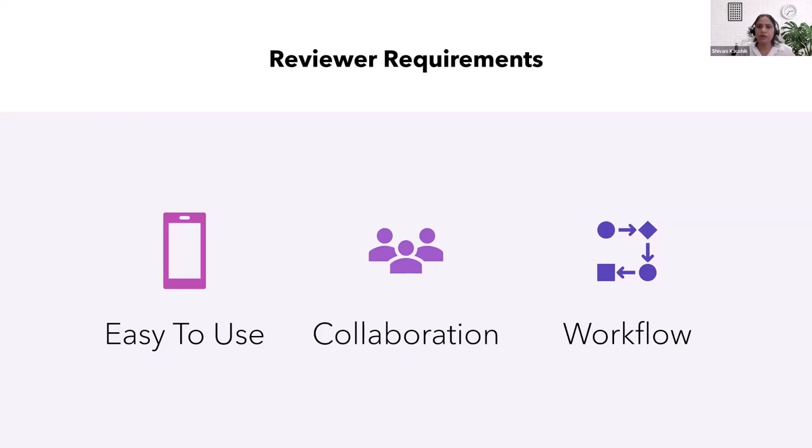Workflow. The document should have a defined workflow of the review process like we have for code reviews. Do you want a particular workflow for the review so that it automatically moves to the next stage? For example, once it has passed peer review, it automatically goes to SME review. Are you looking for something like that as well in your tool?